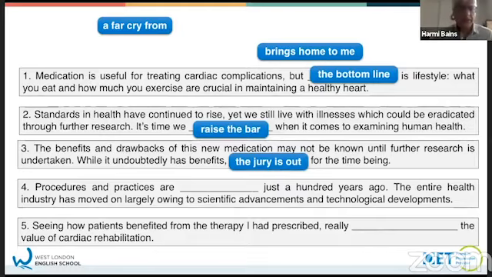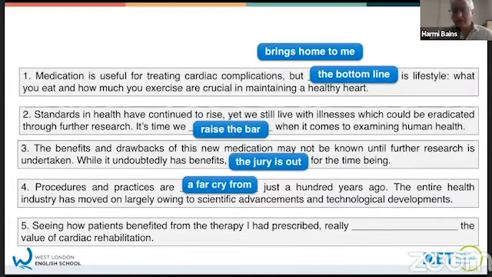Okay, great. Number four, procedures and practices. Something 100 years ago. So they're very different now. Health practices, health procedures, compared to what they were 100 years ago, they're very different. A long way from, in fact, so we could say a far cry from. So yeah, that's an interesting idiom. It just means it's a long, long way from what it used to be.